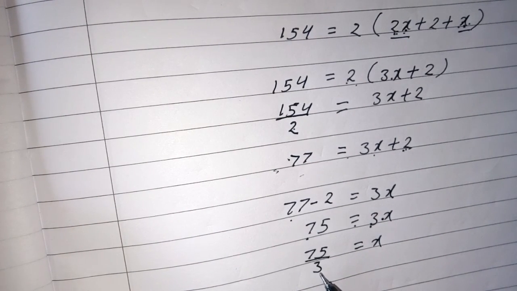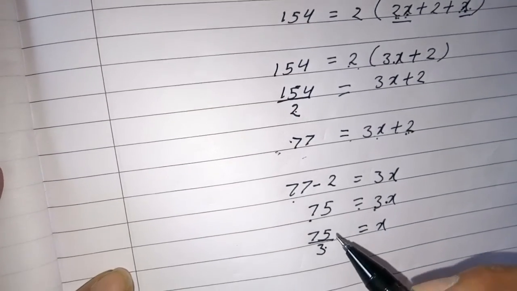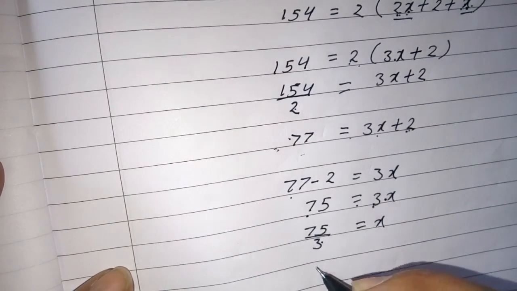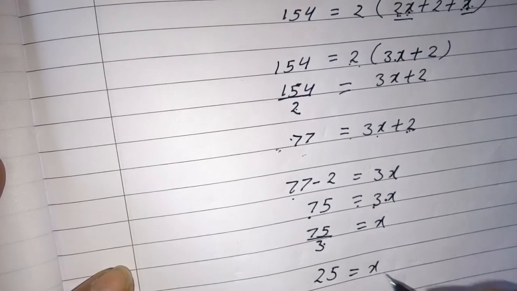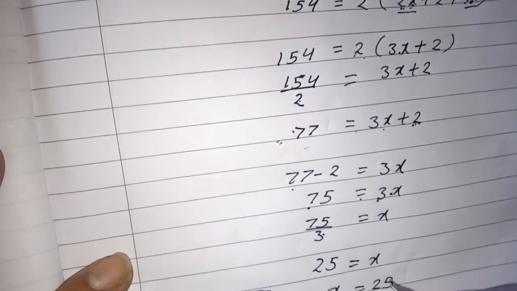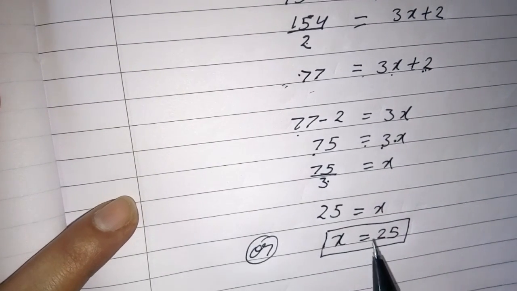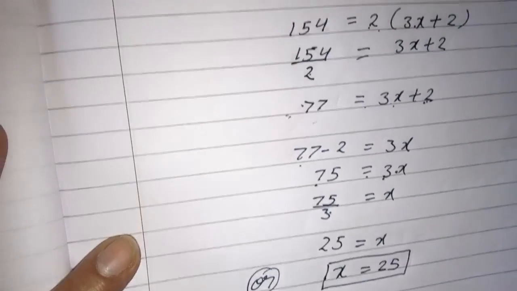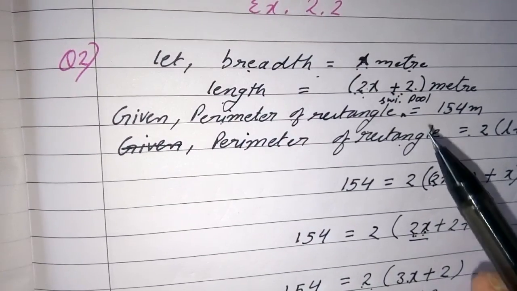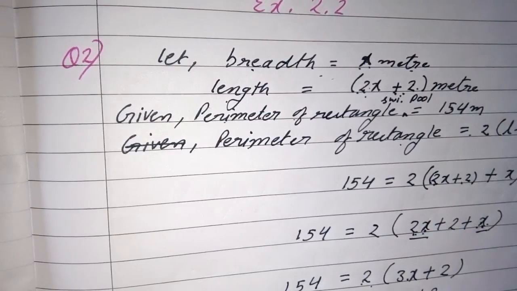We can also divide 75 by 3. So after dividing we will get 25 equal x. Or we can also write x equal 25. Okay, x equal 25. So the value of x is 25, and the x here in starting was the width. So the width of that rectangular pool is 25 meter.